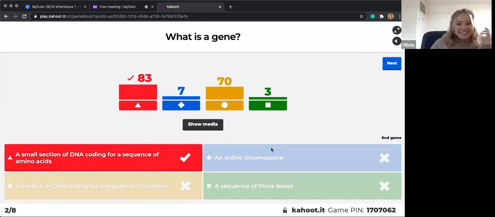Interesting. So I did think that this was going to catch a few of you out. So well done. If you put either of these on the left, you're almost there. Well done to 83 of you who put coding for a sequence of amino acids. Those of you who put DNA coding for a sequence of proteins, I'm sorry, that was harsh of me. It was a bit mean there, but it goes to a protein, but a protein is a sequence of amino acids, okay?